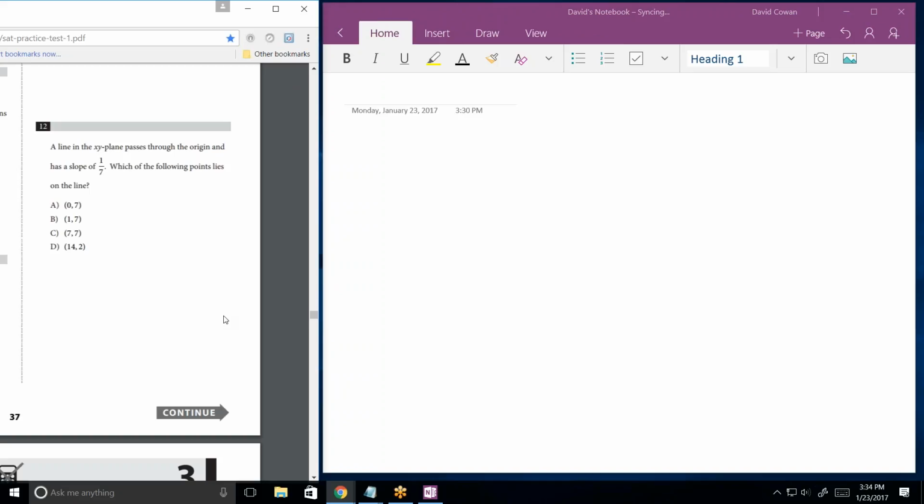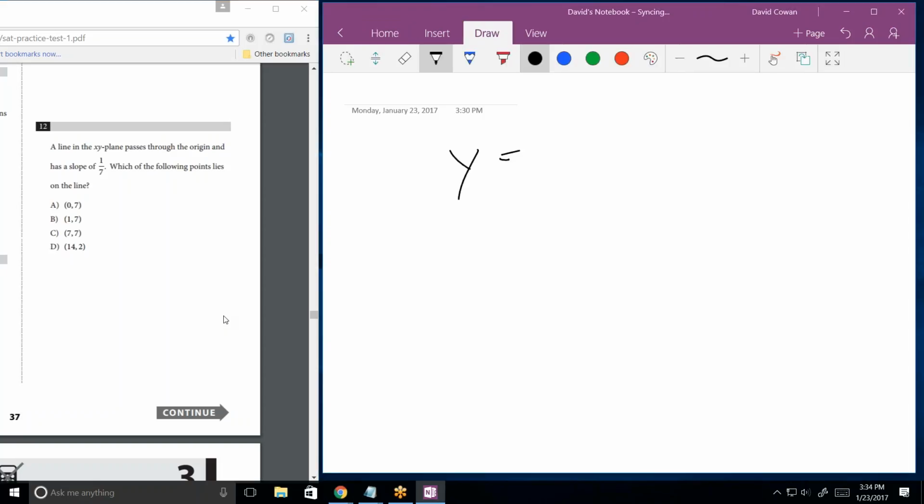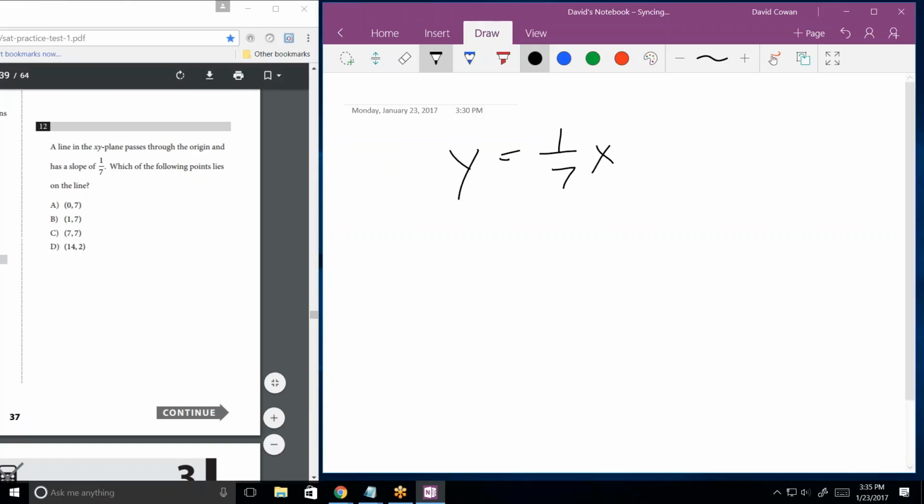Tell me what the equation of that line is. Y equals 1/7 x. Okay. Now it's easy to figure out which of those points lie on that line. It's point A. No, it can't be point A because it goes through the origin. No, it can't be point B. Point C. No, it'd be point D because 14 divided by 2 is 7, sorry, 14 divided by 7 is 2. That's okay.